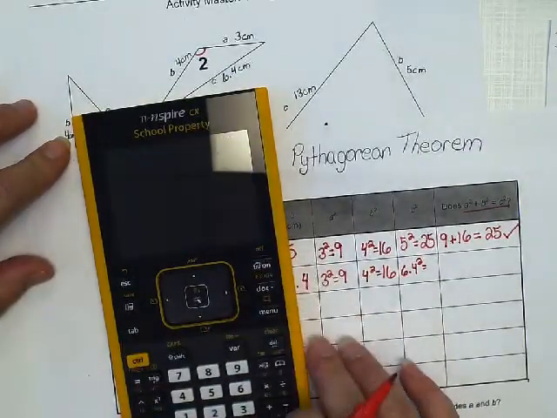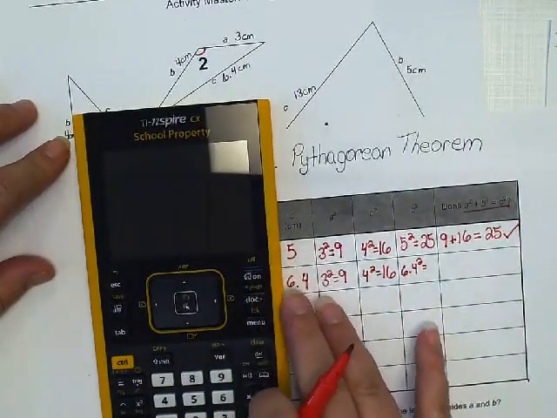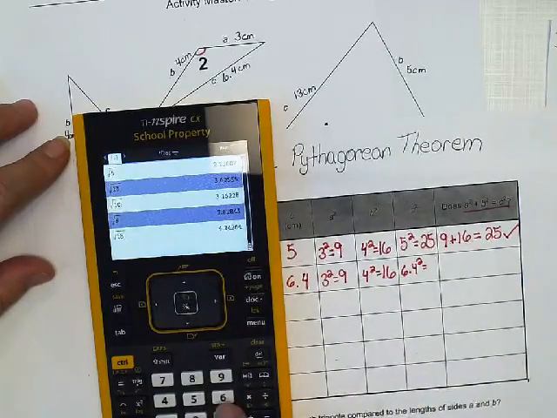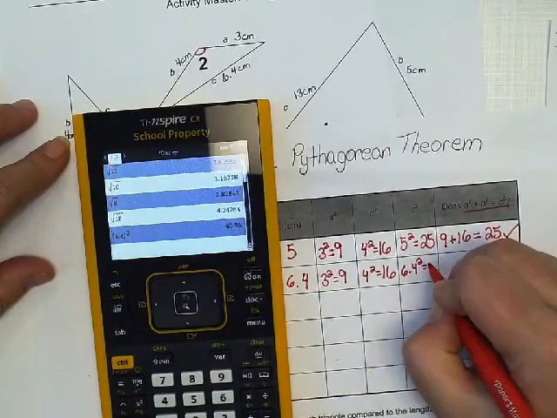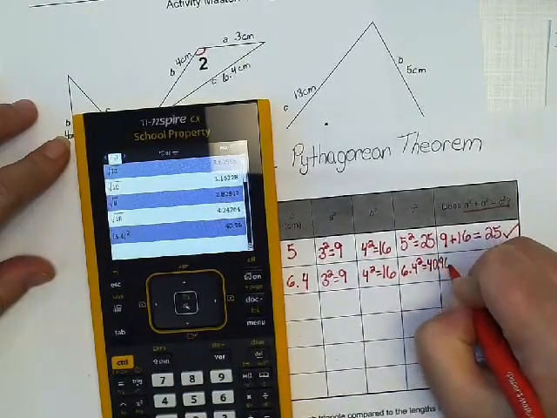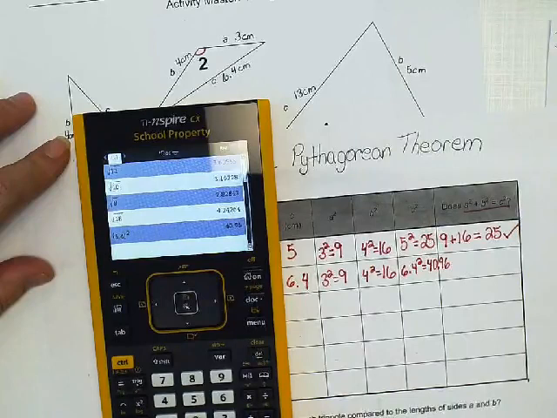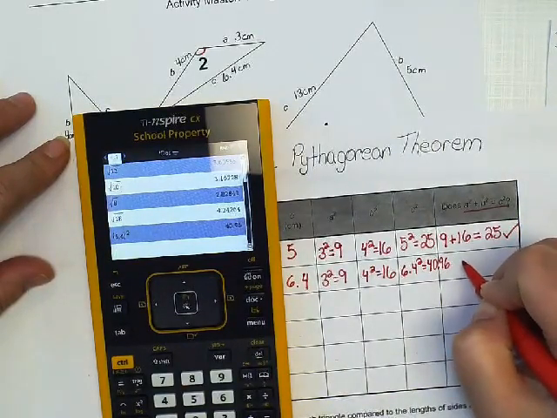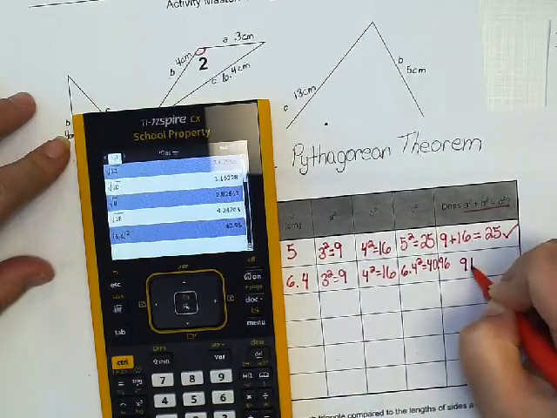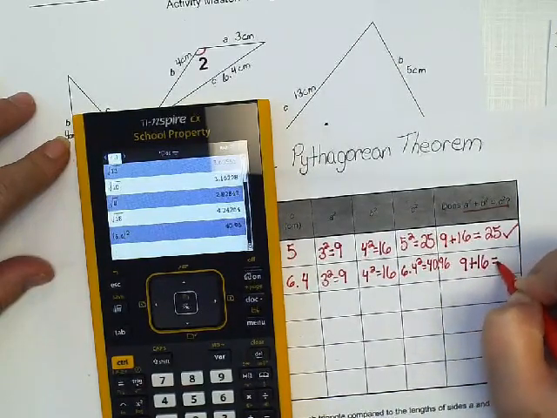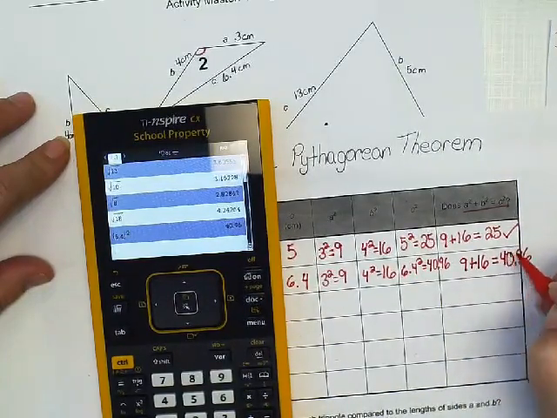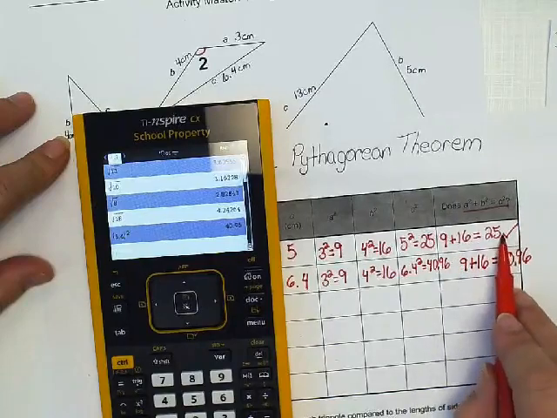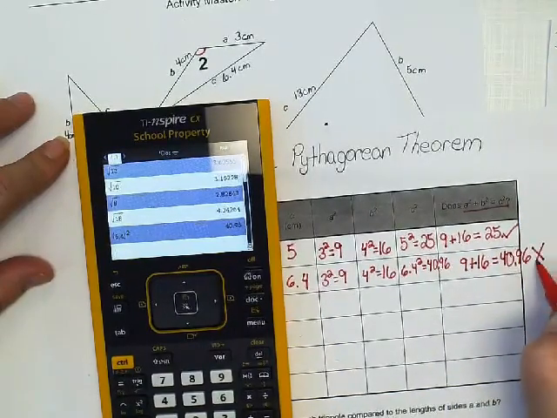Let's see. So we have 6.4 squared, and I get 40.96. Okay. Then it says to add a squared plus b squared, does it equal c squared? So we're going to have 9 plus 16, does that equal 40.96? Well, it can't because we found out that 9 plus 16 is 25, so this does not work.